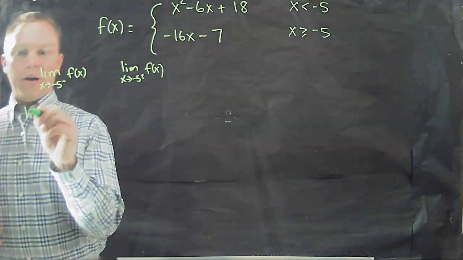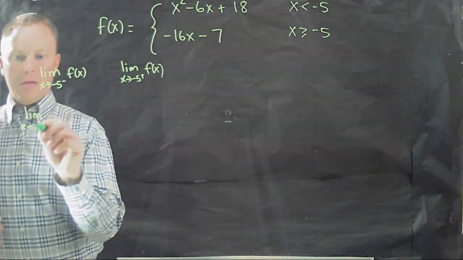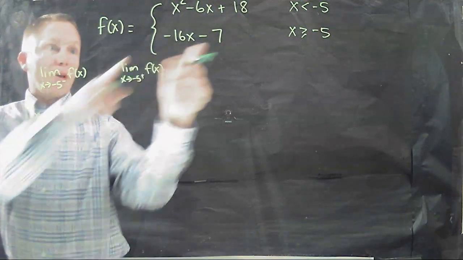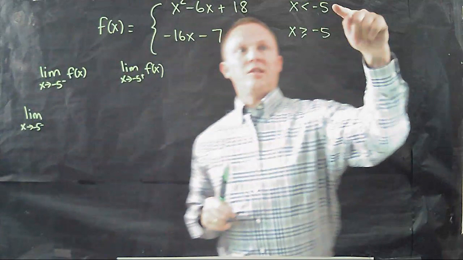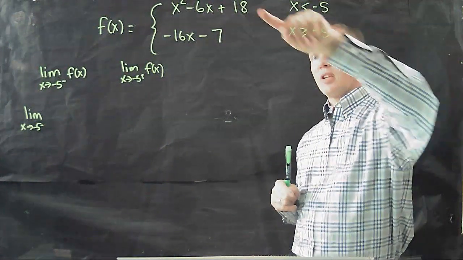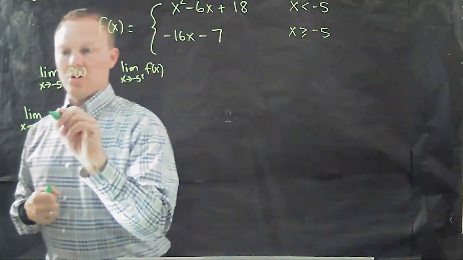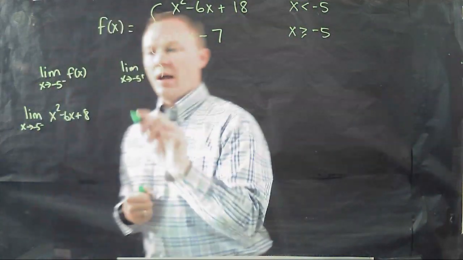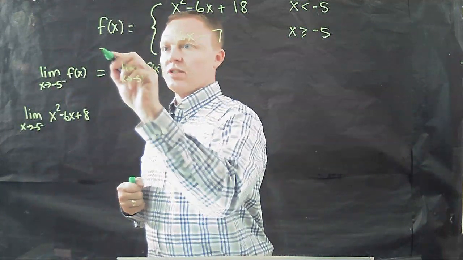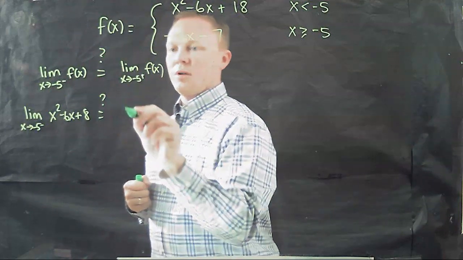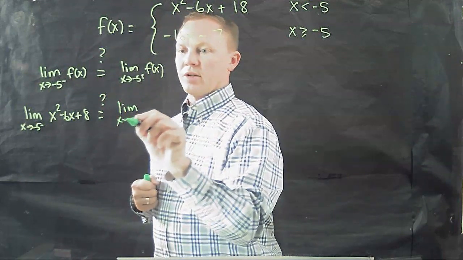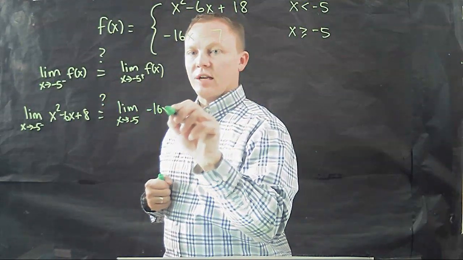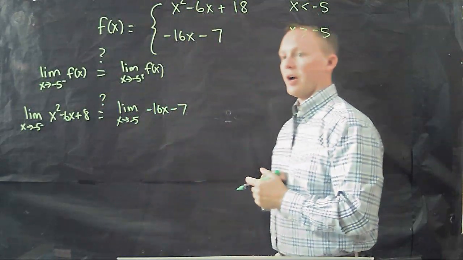So I'm going to say, all right, the limit as x goes to -5 from the left. Which one of these is the left of -5? It's going to be this rule right here. So that's x squared minus 6x plus 8. And then the question is, does this equal the limit as x goes to -5 on the right side, which is -16x minus 7? Okay?